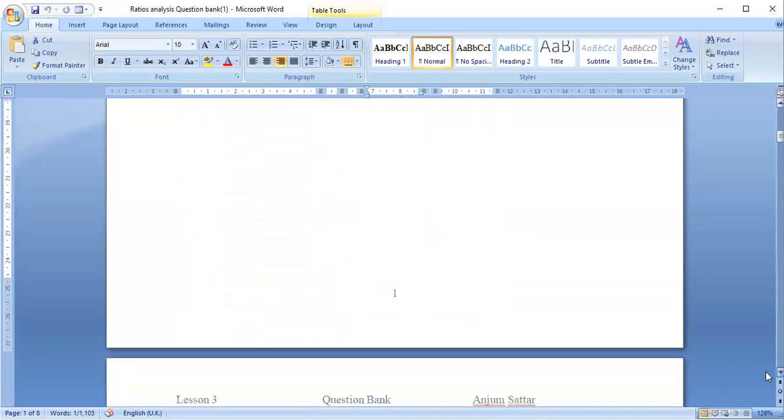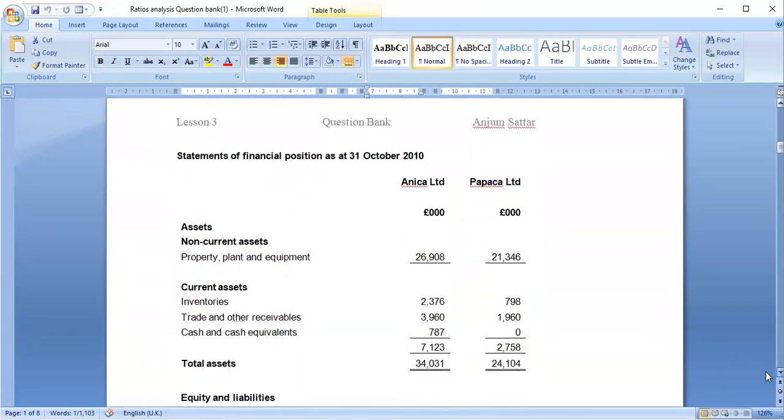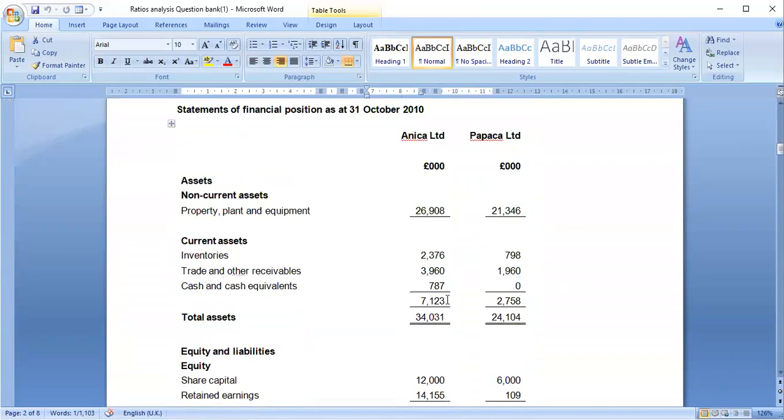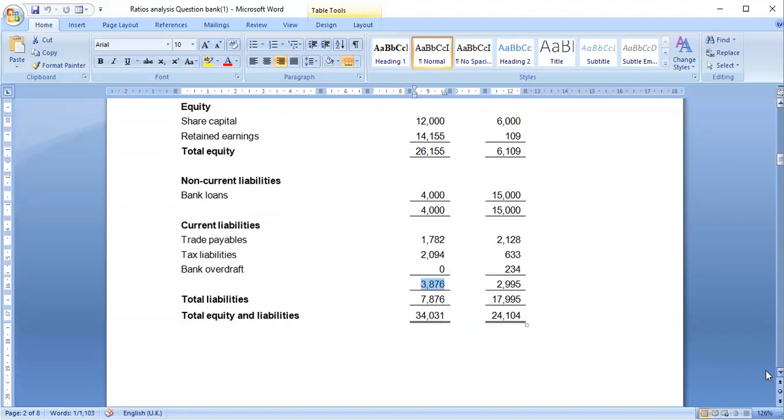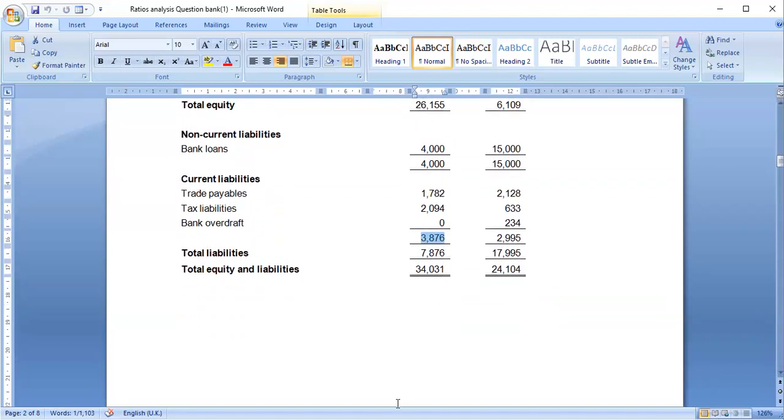Then you've been given the balance sheet. So we can look at current assets, which is 7123, divided by current liabilities, which we have been given here, 3876, and we can calculate whether it is 2 to 1, less than 1, and so on. And that's all been calculated in one of the other slides. So we'll go through it, and the figures came from this handout.